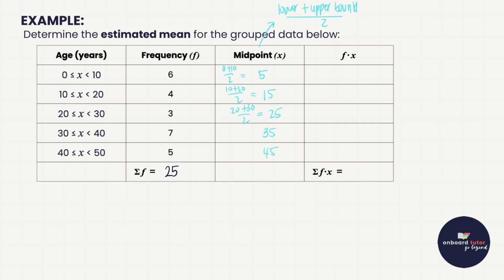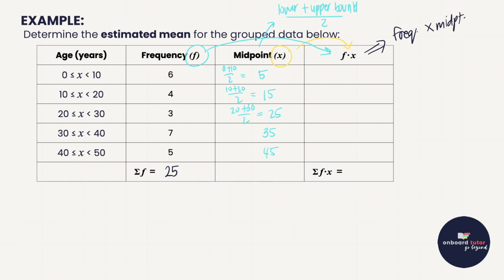Those are my midpoints. The next column here, if you remember that midpoint gets represented with an X and frequency is represented with an F, then you should be able to work this part out logically. It's the frequency times the midpoint.